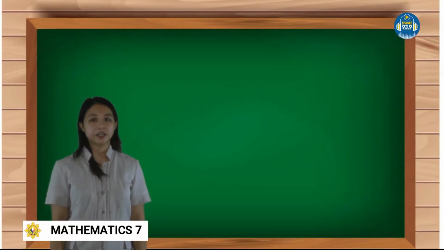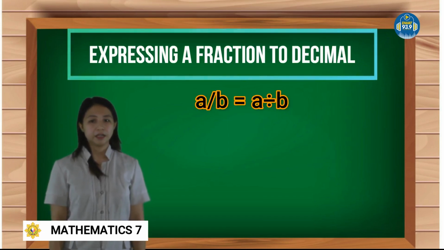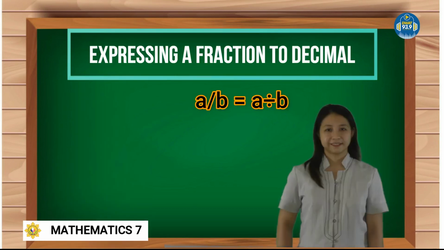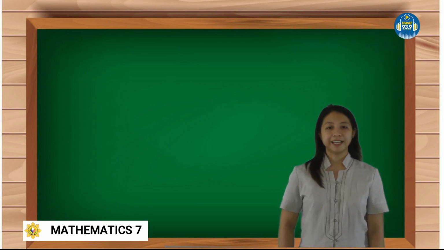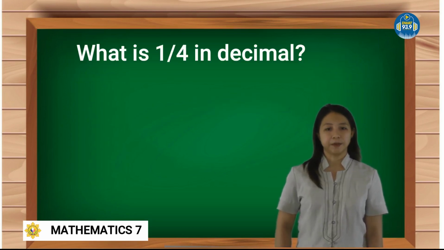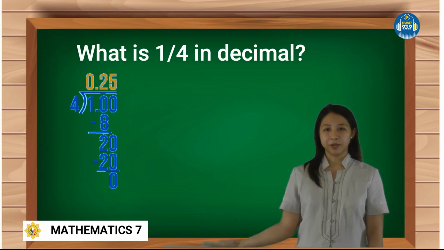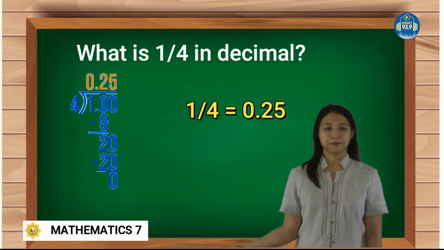Now, let us express the rational numbers from fraction form to decimal form and vice versa. There are some steps that you may follow. To convert a fraction to a decimal, simply divide the numerator by the denominator. Consider the following examples. Letter A, let us convert 1/4 into decimal. So, divide the numerator 1 by the denominator 4, that is 0.25. Therefore, 1/4 is equal to 0.25.